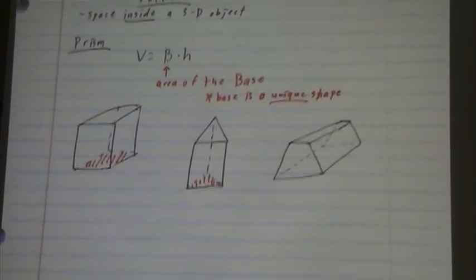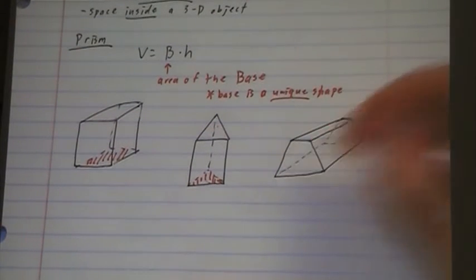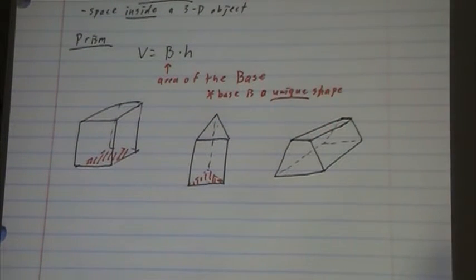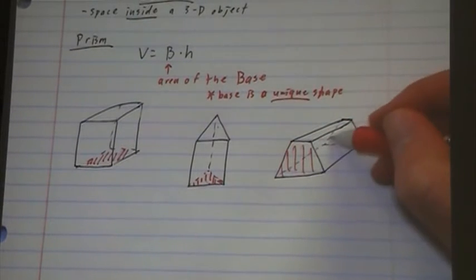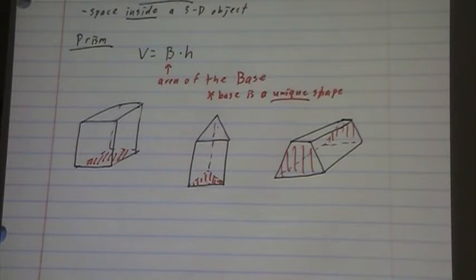Okay. Your base is going to be the shape that is on the front and back, or the top and bottom, or the side and side of your shape that are unique and identical and in the same configuration. Well, you have a trapezoid in the front, and you got yourself a trapezoid in the back. Okay, that's your unique shape. Those are your bases. Okay.